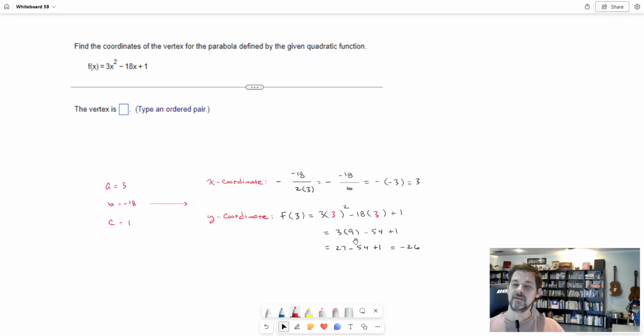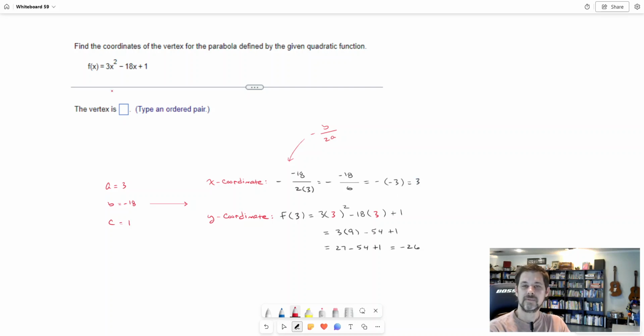The formula is, what is it? It's -b over 2a, right? So I do negative, and the b is -18 over 2 times a is 3. So remember, I've got a negative that's built into the formula, and then I've got another one that's included with the number. All right, so I get like that. 2 times 3 is 6. -18 over 6 is -3. So I'm looking at, in the end, the opposite or negative of -3, which is 3. So the x-coordinate is 3.